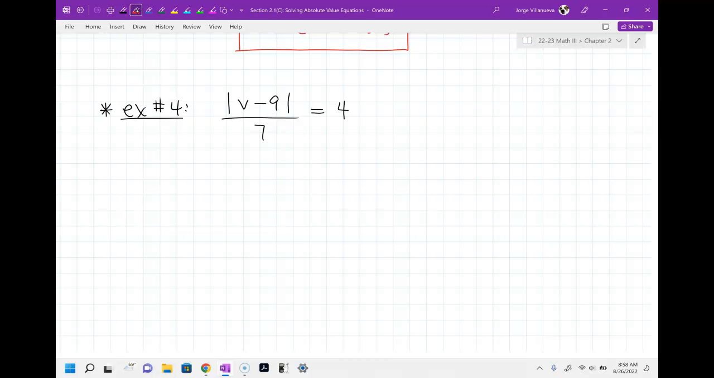All right, what's my first step here? Should I break this apart immediately?